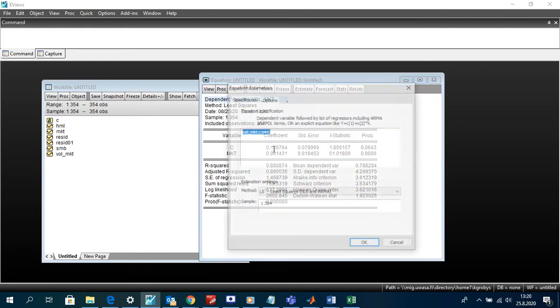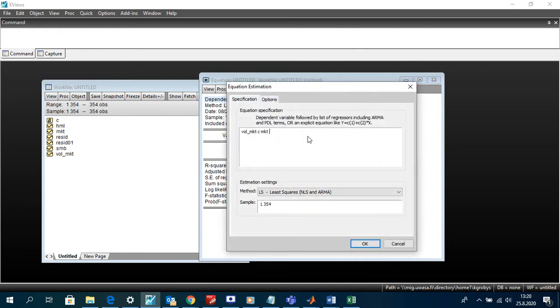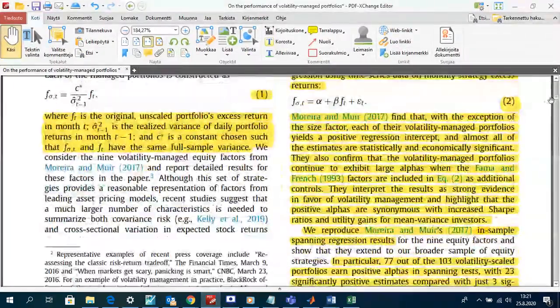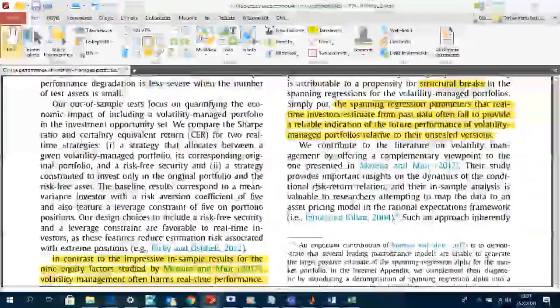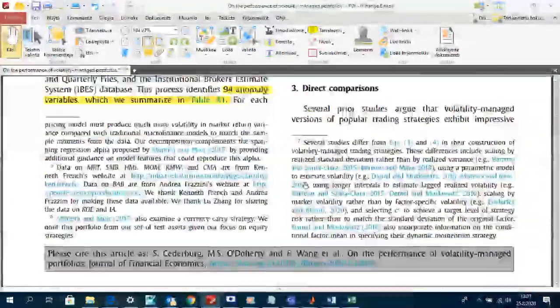So what happens if we control for the Fama-French risk factors? Let's add SMB and HML to the equation. This is also what they do actually. If you go back to the paper, this is what they report in table, let's see.